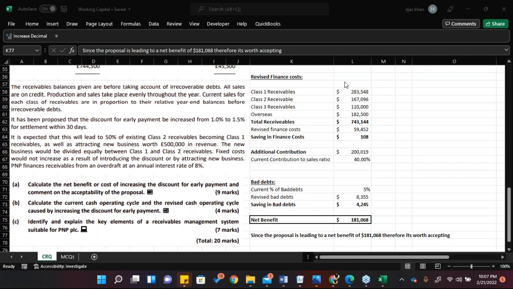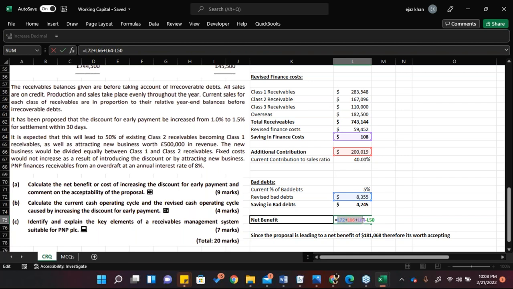So there is a net benefit of 181068. I've just calculated the net benefit. All the savings, I have added all the savings, be it the saving in bad debts, or the saving in finance cost, or the additional contribution. I've added all of them. And from this, I have subtracted the cost of discount. So we've got a net benefit of this proposal. Therefore, we should be accepting it.